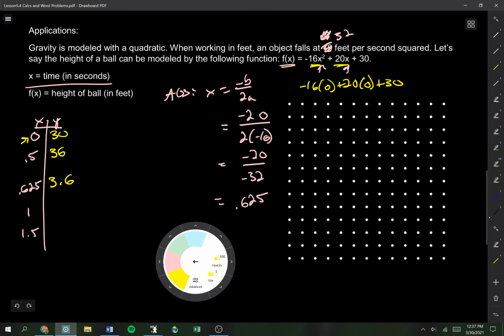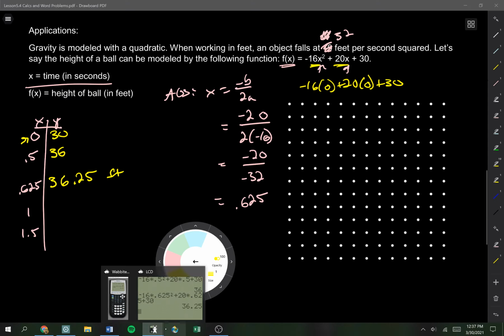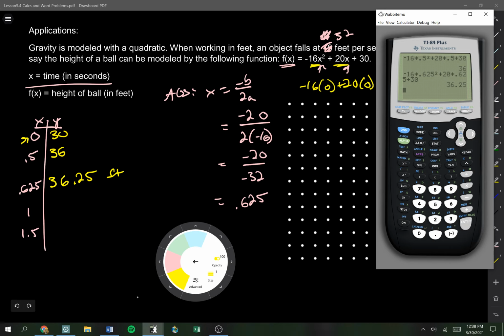So at half a second and 0.625 seconds, they're really close to each other, which makes sense. So the ball's highest point is 36.25 feet. Okay, this is all in feet, so that's the highest point it reaches. Let's plug in 1. Plugging in 1 is pretty simple. It's just negative 16 plus 20 plus 30.